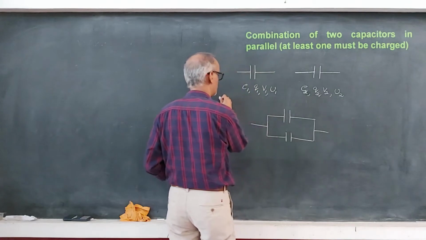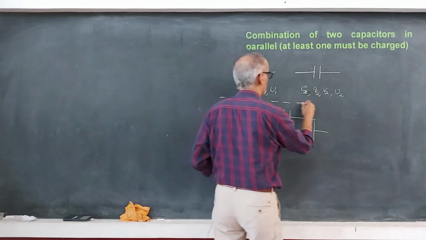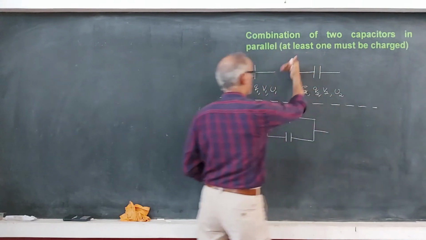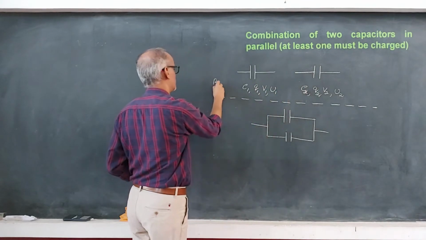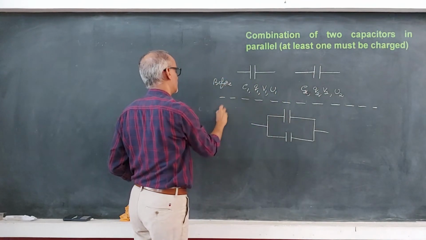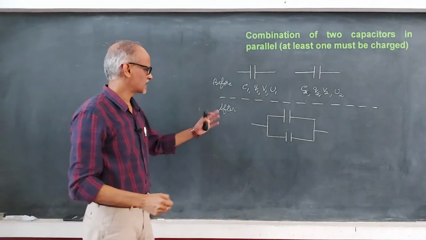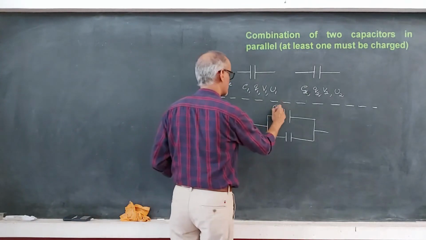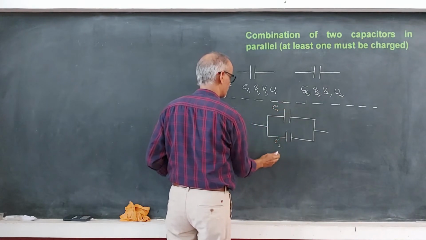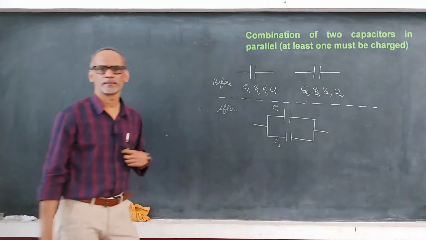So this is before they are connected in parallel. This is before, this is after. Okay. So this is before they are connected. This is after they are connected in parallel. Once they are connected in parallel, their capacity will remain the same, C1 and C2. Capacity will not change.